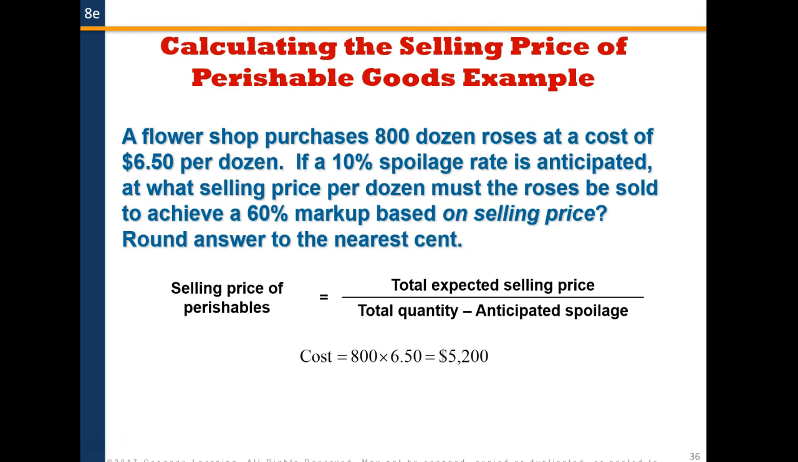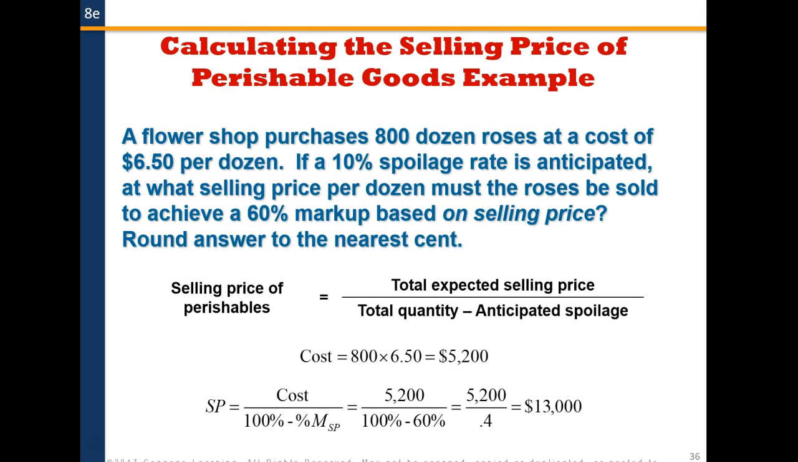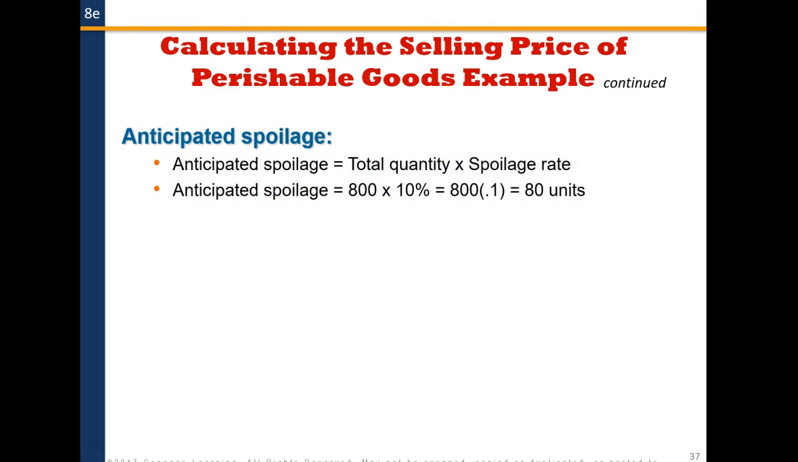So first we have to figure out the cost. We have 800 dozen roses at $6.50 per dozen. So 800 times 6.50 is 5,200. And then we're going to calculate the selling price first, which is our cost divided by 100% minus the percent markup. So they do a 60% markup. So 5,200 divided by 0.4 equals 13,000.